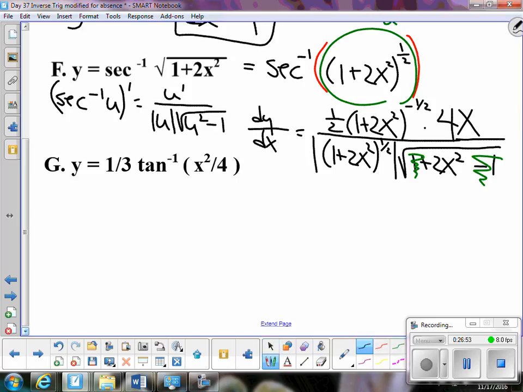Next one. We have y equals 1/3 the inverse tan of x squared over 4. So think about it. Do I really need to use product rule here? No. First factor is a constant. So when we go to find the derivative, it'll just be 1/3 times the derivative of the inverse tan of x squared over 4. So let's recall the derivative of the inverse tan of u. That prime equals u prime over, this is the one with the plus and no radical, u squared plus 1.